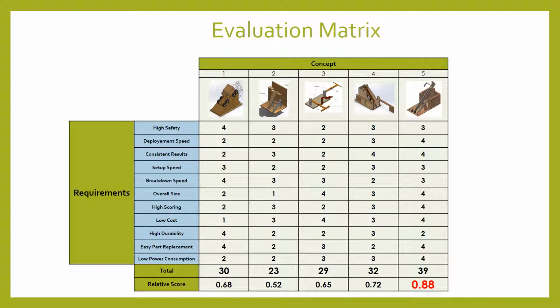In order to determine which one of the concepts was the best, an evaluation matrix is used to rank each one based on the most important requirements from our House of Quality. The two concepts that expanded on our initial design from last week scored the highest, but the fifth concept was the highest scoring by a good margin.